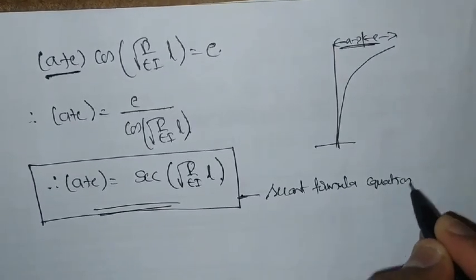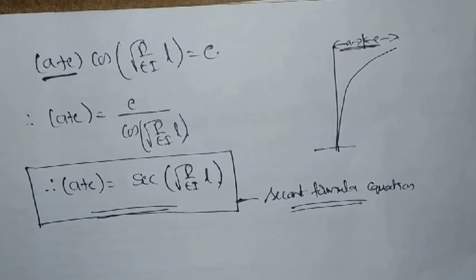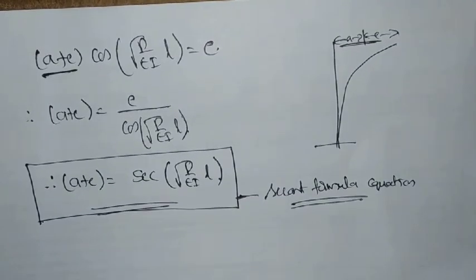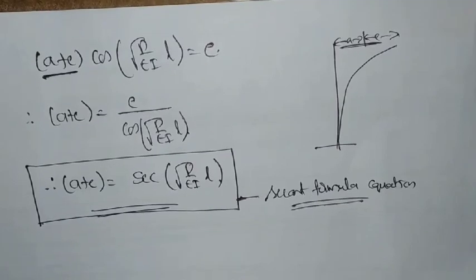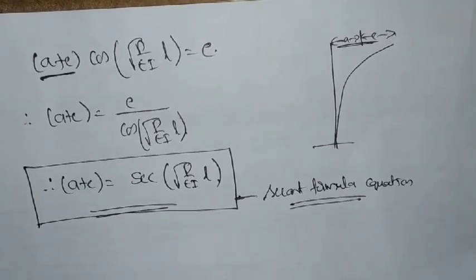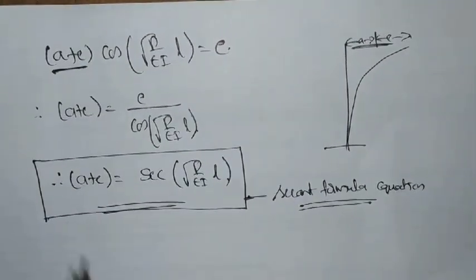So it can be asked in any way: find out the crippling load for a column with eccentric loading, or find out the secant formula for a column. If they ask anything, we can find it. So now we have found out A plus C.